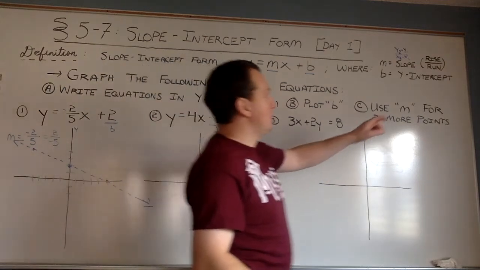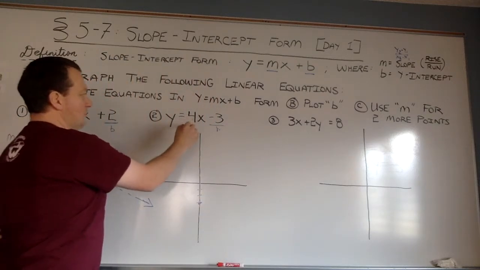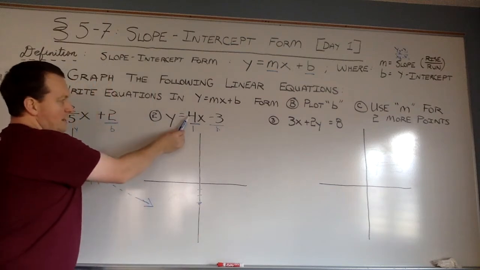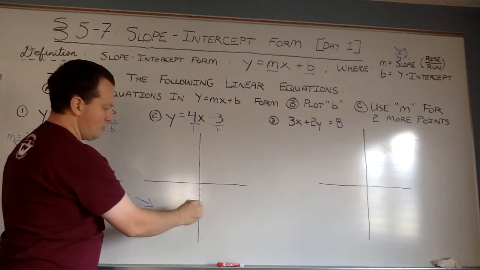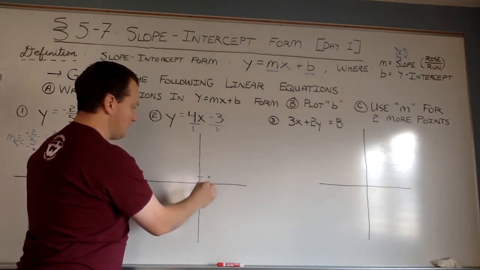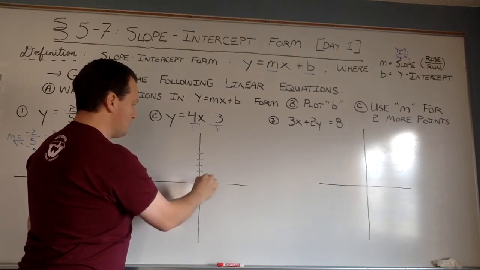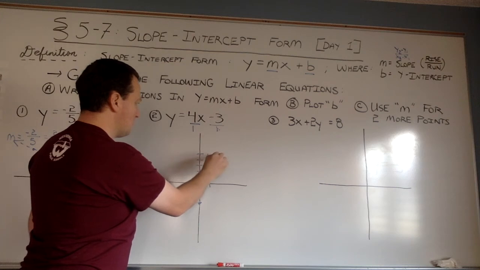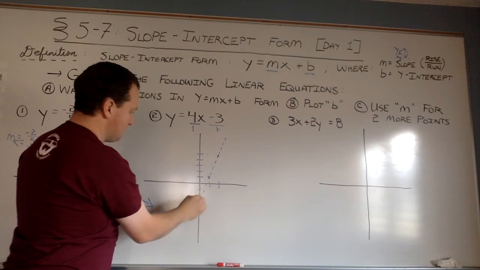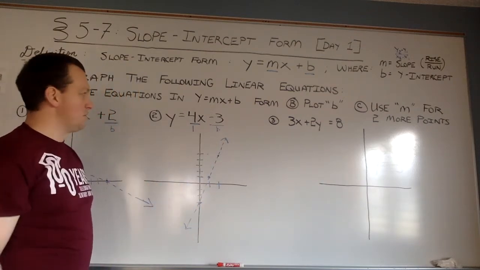I always want to think of slope as a rise over run fraction. So as I think of 4 as a fraction, that's the same as 4 over 1. So I can rise 4, run 1. So I'm going to go up 1, 2, 3, 4, and then go 1 to the right. And then my line will go through those points. That's all there is to it.